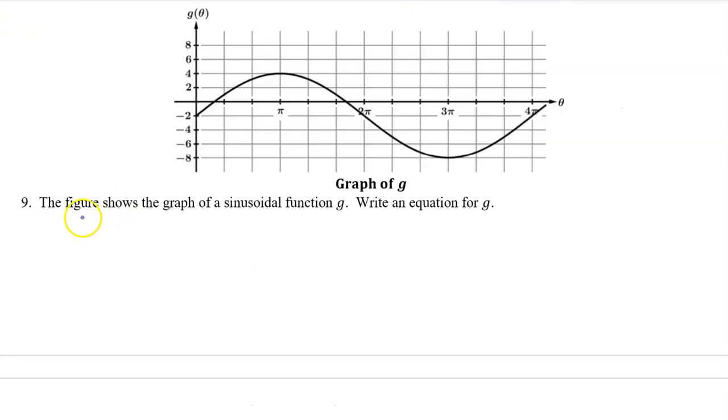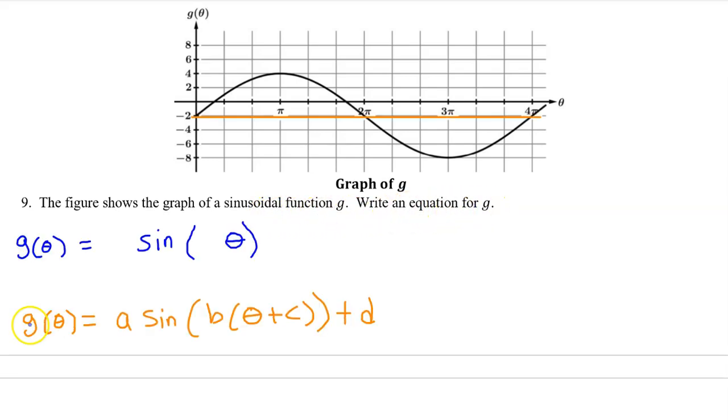Number 9. The figure shows the graph of a sinusoidal function g. Write an equation for g. It will be easiest to write a sine equation for g of theta, since the period they gave us matches the parent function for sine theta. We notice that this period starts right at 0, no phase shift. So we can go ahead and put in 0 for c, which simplifies the model that we are shooting for.